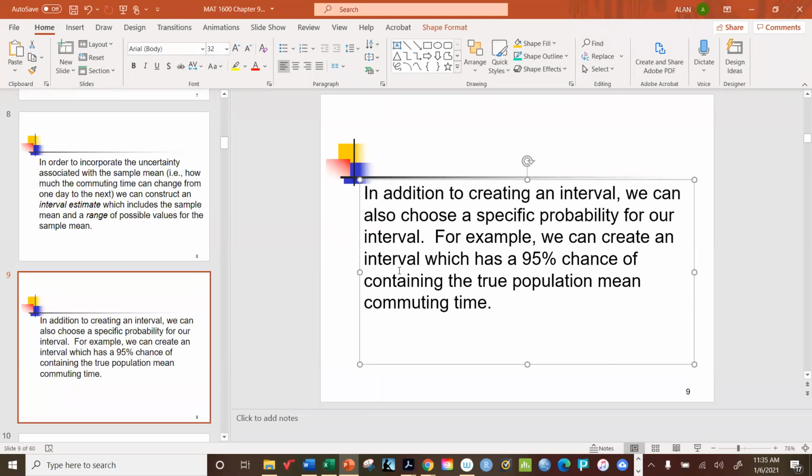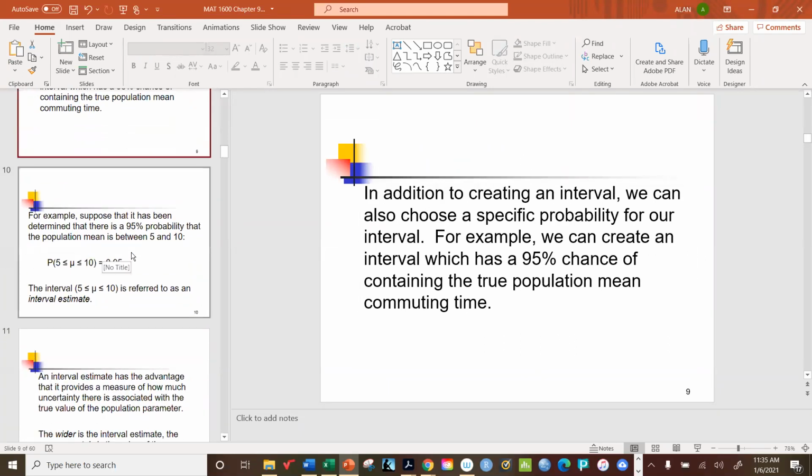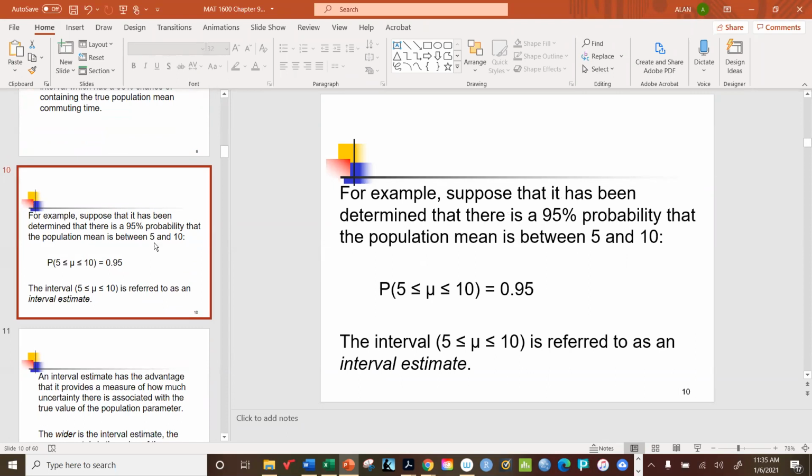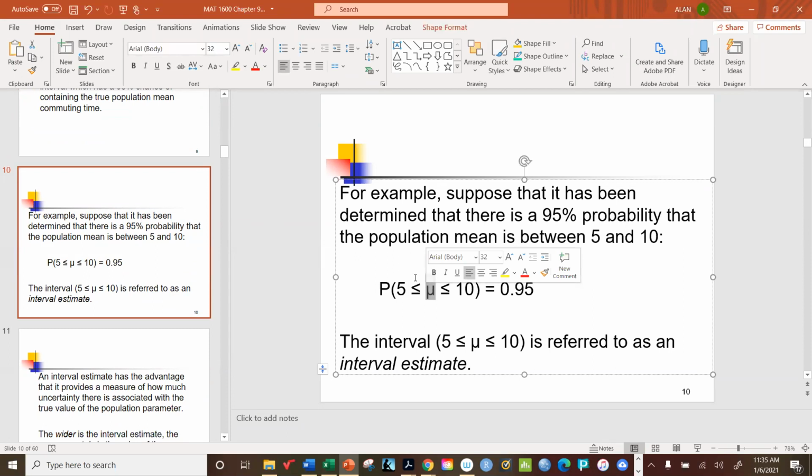So what are we building up to? For example, suppose that there's a 95% chance that our population mean is somewhere between 5 and 10. Then we can write it out in this form: the probability that mu is somewhere between 5 and 10 is 95%. This is an example of what we will call an interval estimate.